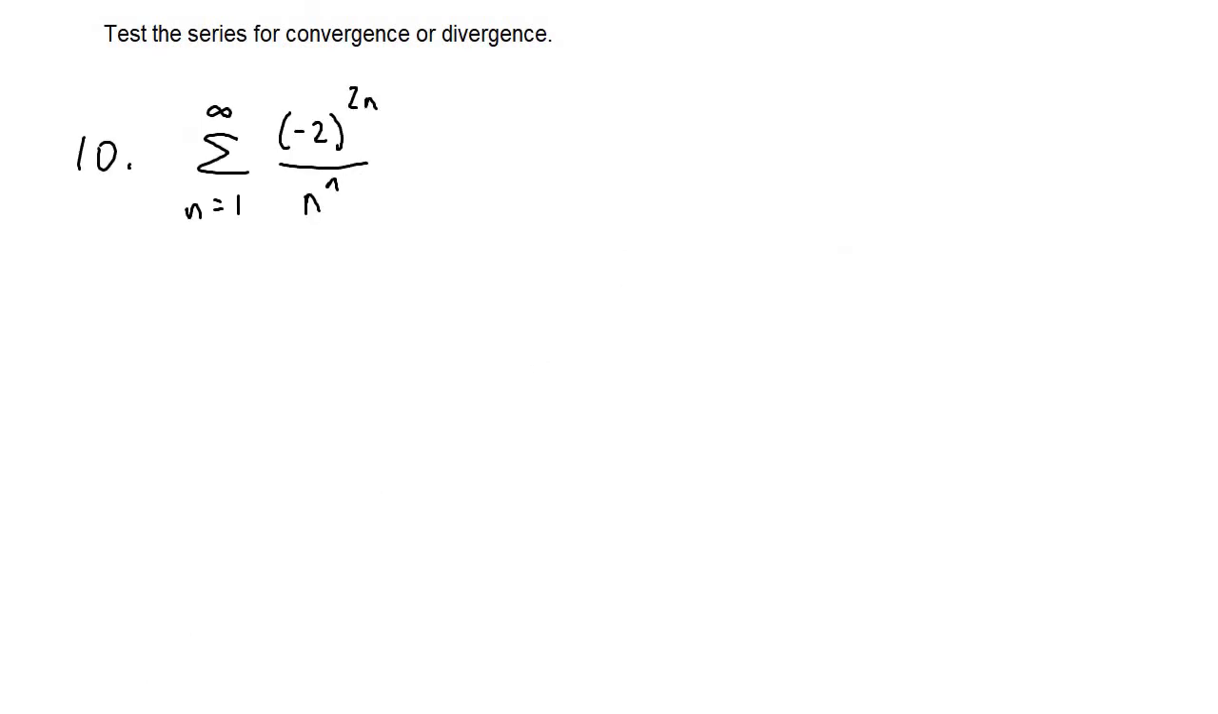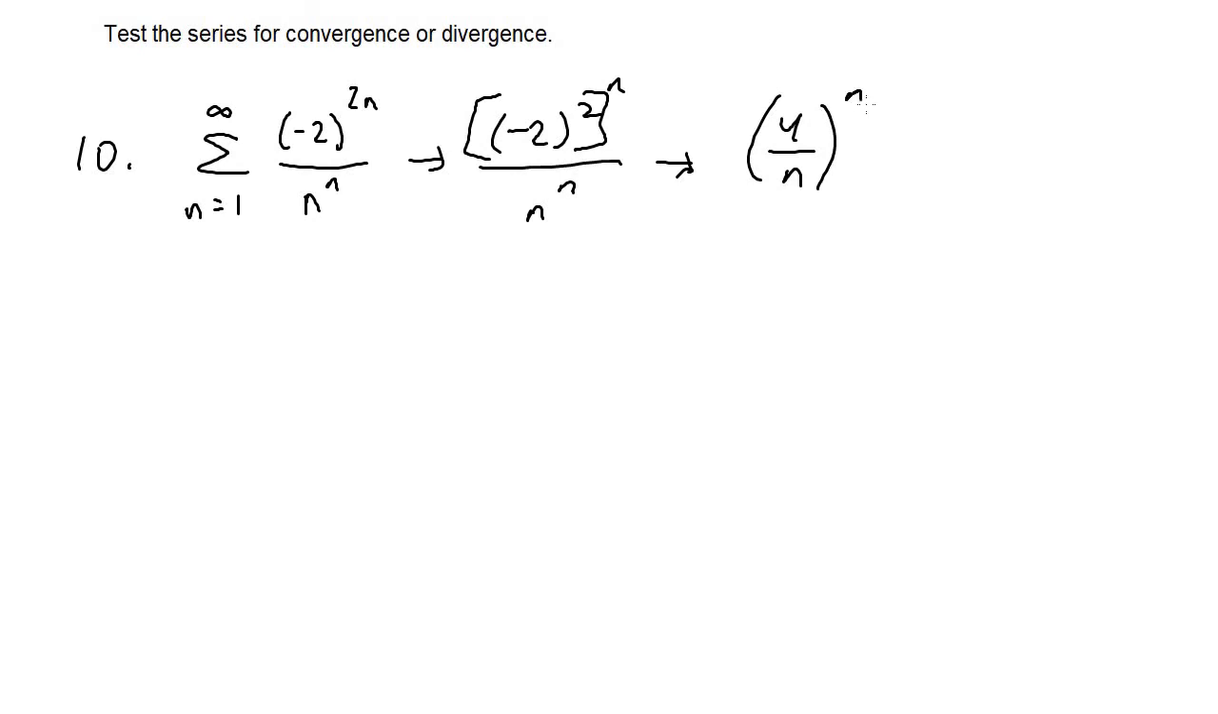Now for number 10, we have the infinite series from n equals 1 to infinity of (-2)^(2n) over n^n. Now I can rewrite this numerator as (-2)^2 to the n power, because once again, when we have a power to a power, we can multiply, and we'll get back to that, over n to the n. Because we have the same exponent on the numerator and denominator, I can factor out that exponent and rewrite it as negative 2 squared, which is 4, so 4 over n, the entire thing raised to the n power.